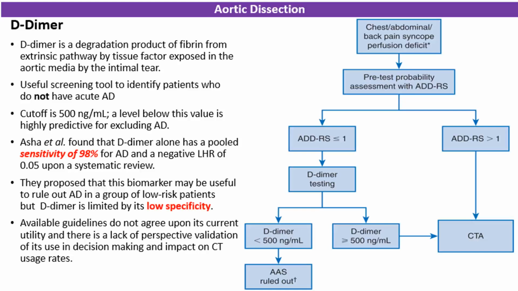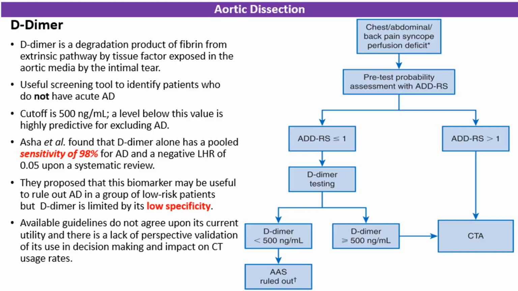D-dimer is a degradation product of cross-linked fibrin and reflects activation of the extrinsic pathway of the coagulation cascade by tissue factor exposed in the aortic media by the intimal tear. As such, D-dimer has emerged as a potential serum marker for acute dissection. However, as a nonspecific indicator of intravascular coagulation, D-dimer can be elevated in many conditions. D-dimer appears to be a useful screening tool to identify patients who do not have acute aortic dissection. A widely used cutoff is 500 nanograms per milliliter. A level below this value is highly predictive for excluding dissection.